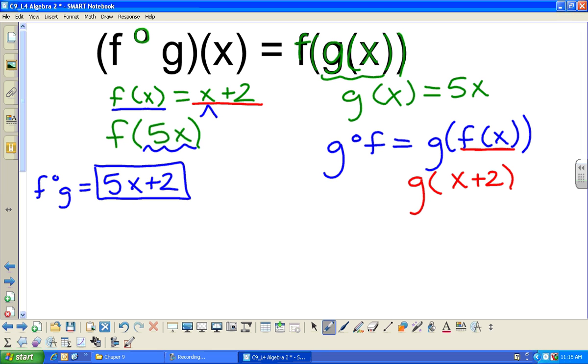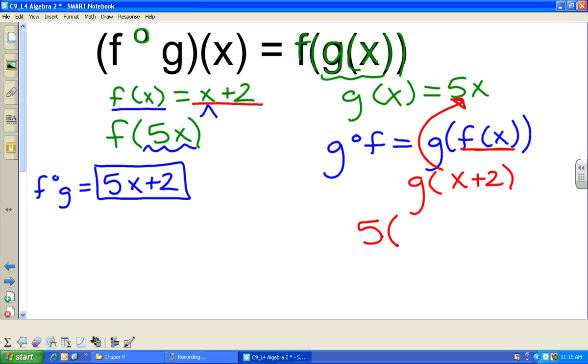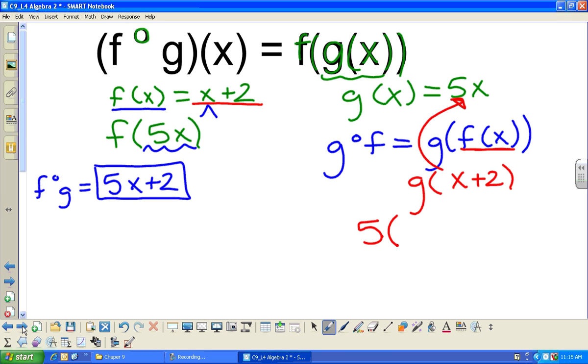Now, since I don't have the function of f left, I look back at my function of g. So this is saying every time that I see an x, I write whatever is inside my parentheses. Inside my parentheses is x plus 2. So my g of f is equal to 5 times x plus 2, or 5x plus 10.